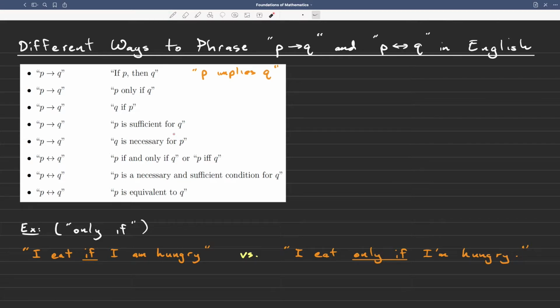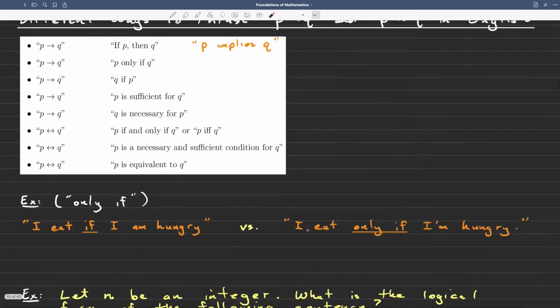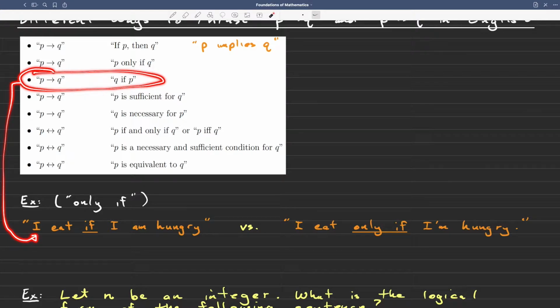The first one is, I eat if I'm hungry. And then the second one is, I eat only if I'm hungry. Now you could easily get those confused in ordinary English and think maybe that they mean the same thing, but they actually have the opposite meaning in terms of what's the conclusion and what's the hypothesis. So in the first one here, it's more like the third line of this white box up here. You've got a P, and then if, and then something else.